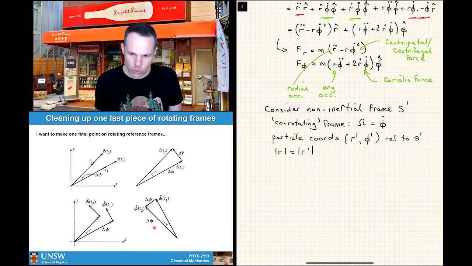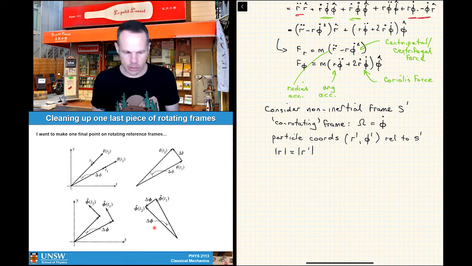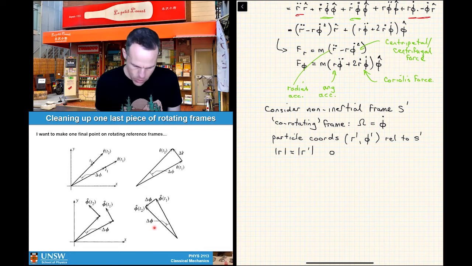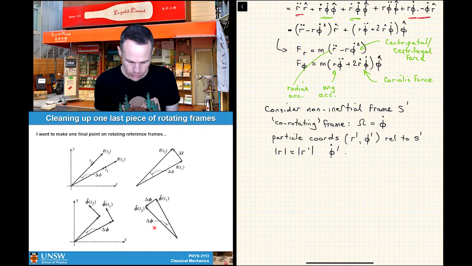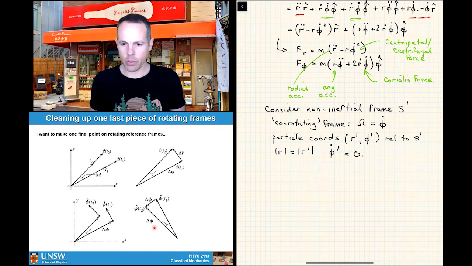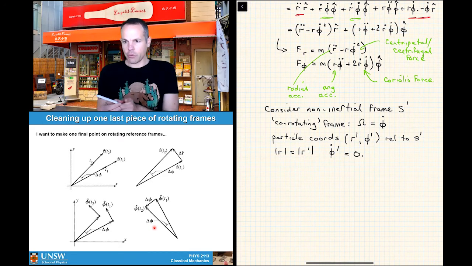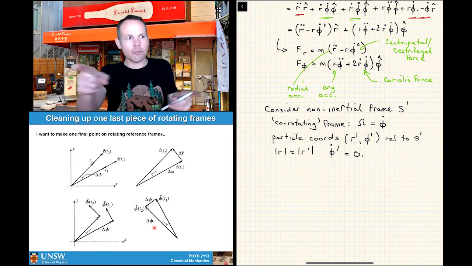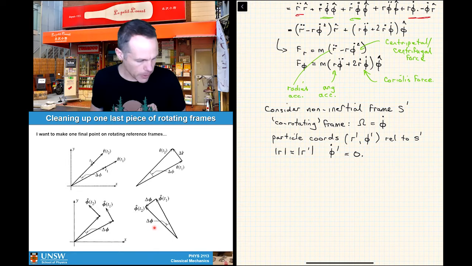The other thing that we'll do, because it's co-rotating, we know that it's not accelerating, right? So we know that phi dot for our co-rotating reference frame is going to be 0, okay? So in other words, if we think about our rotating reference frame, that particle is kind of fixed in it because it's moving with us, okay?